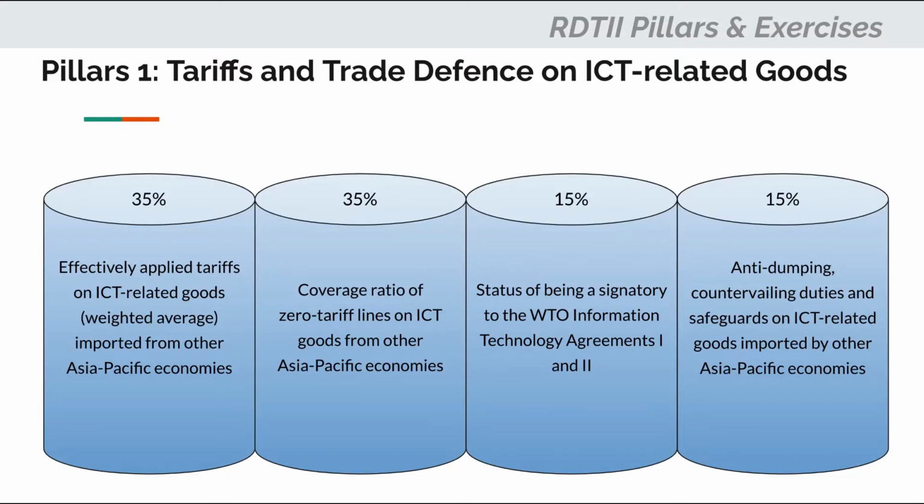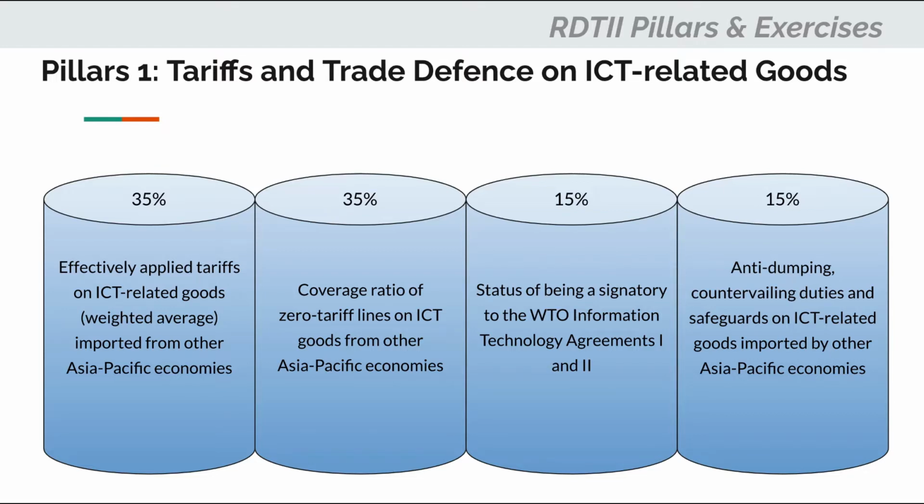Pillar 1 covers the following subpillars. First, effectively applied tariffs on ICT-related goods imported from other Asia-Pacific economies. Second, coverage ratio of zero tariff lines on ICT goods from other Asia-Pacific economies. Third, status of being a signatory to the WTO Information Technology Agreement and its expansion, and fourth, anti-dumping, countervailing duties and safeguards on ICT-related goods imported by other Asia-Pacific economies.